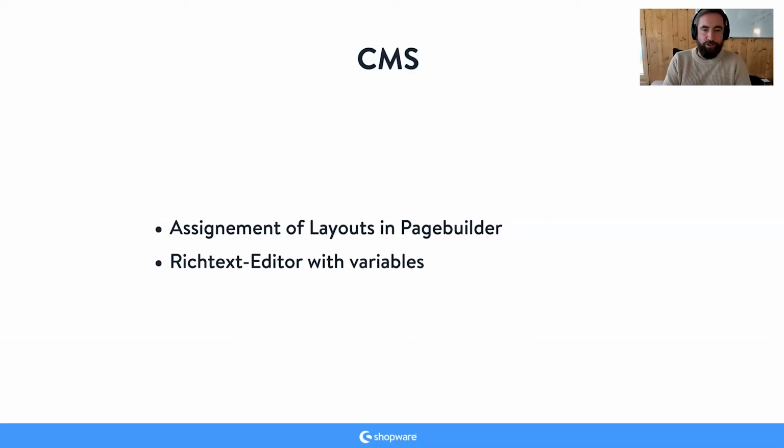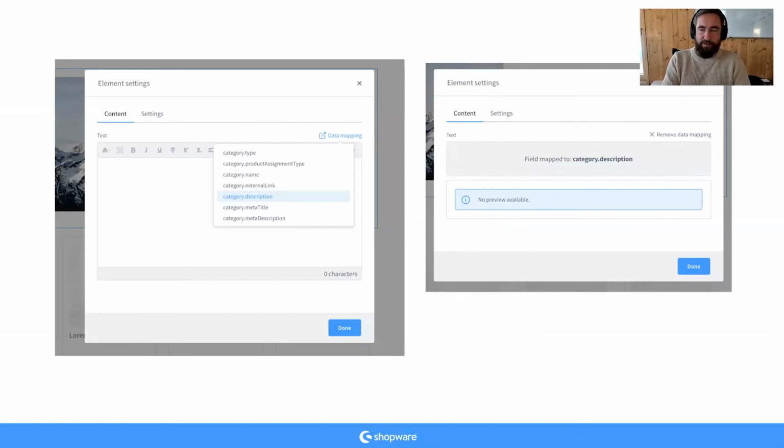Second topic is the rich text editor with variables. You all know the data mapping, which is already pretty much useful. For example, if you want to assign a layout to multiple categories, you can choose the data mapping to automatically fill the elements with the data of the assigned categories. For example, if you choose a category description, like seen here, how it's working right now, you have the text editor element, you choose data mapping, category description, and it will replace the whole text editor with this data mapping.